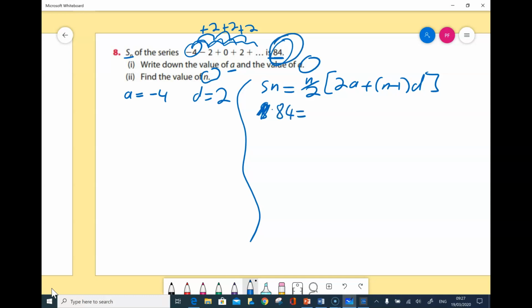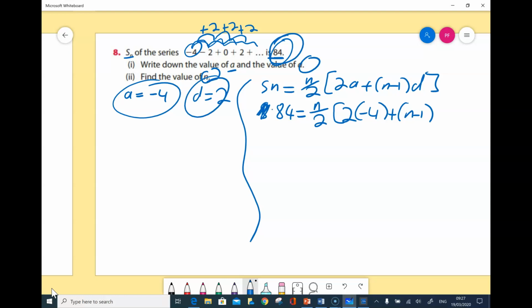So 84 is equal to n over 2, 2 times minus 4 is my a, plus n minus 1, and d is 2. Okay, so 84 is equal to n over 2 times minus 8 plus 2n minus 2.